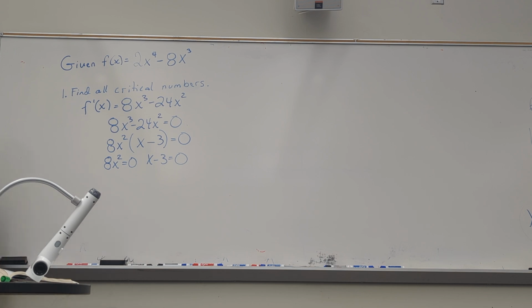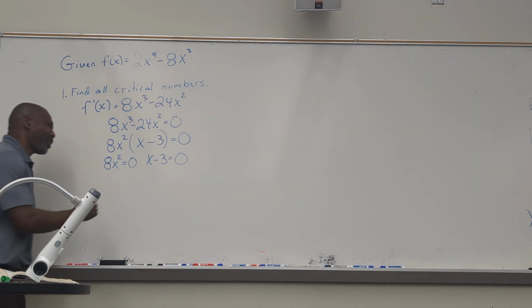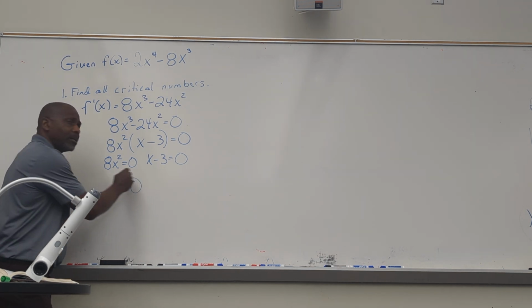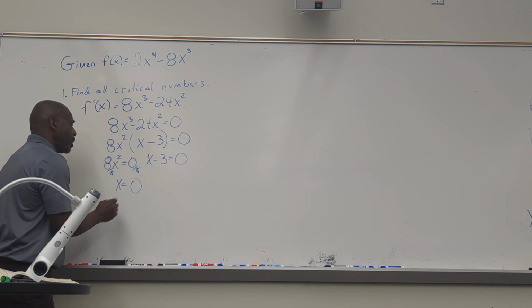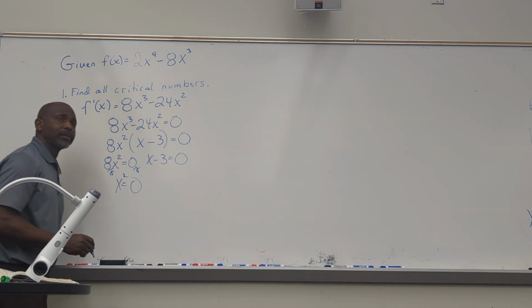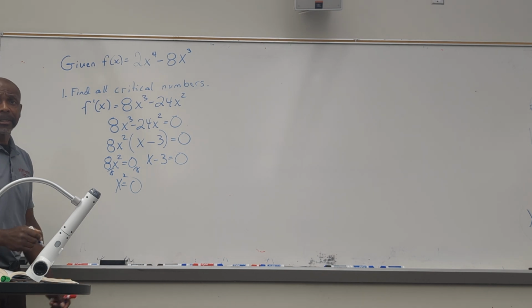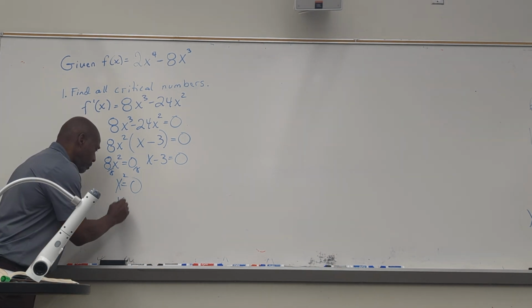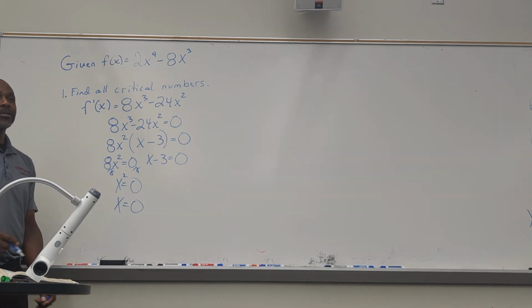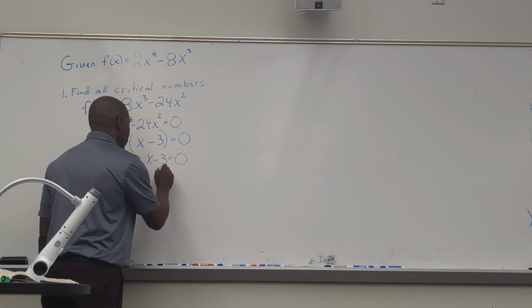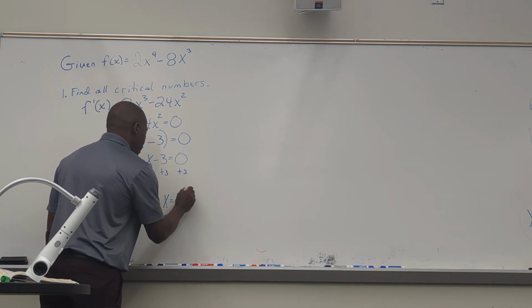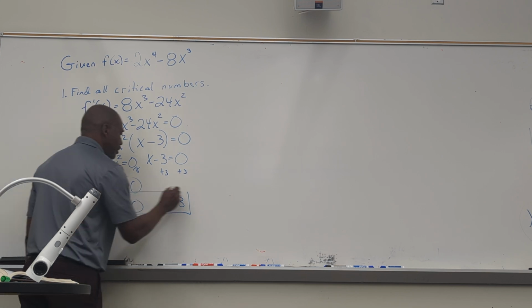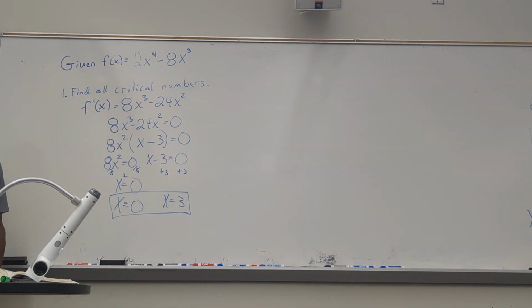Anybody know what x is gonna be here? Do I understand why x is gonna be 0? Yes or no? Now you can go through and divide both sides by 8 if you like. If you do, class, you can get x squared equals what? 0. What's x still gotta be? 0. What about x minus 3? 3. So how many critical numbers we got, class? 2. We got 2. Good?